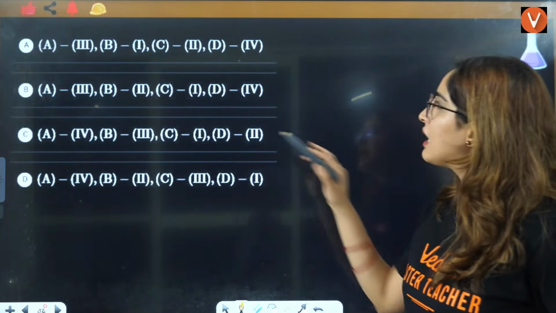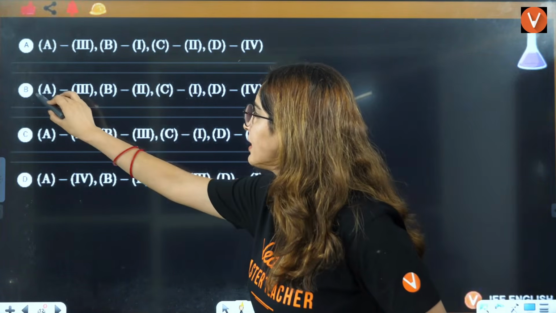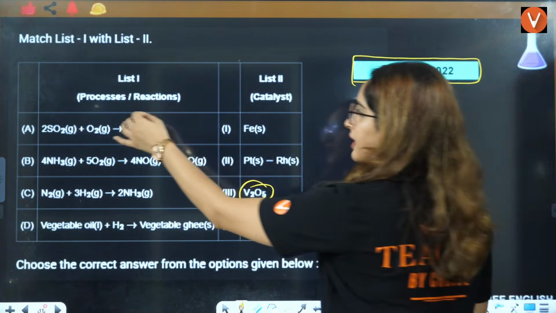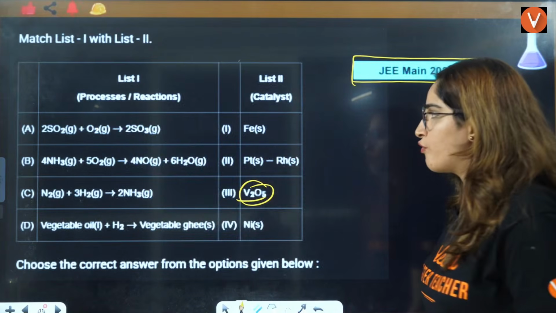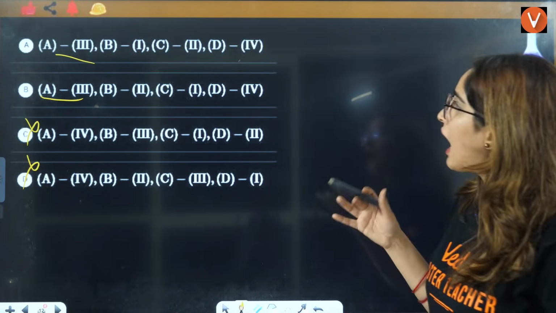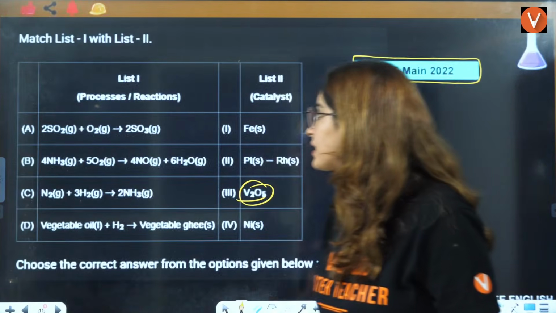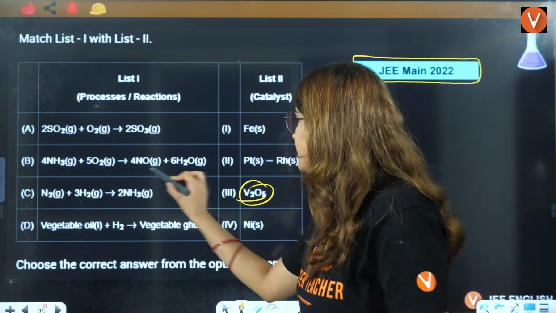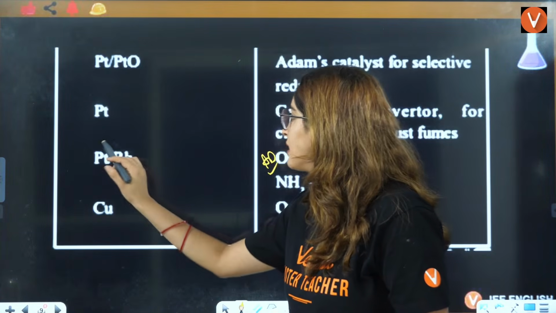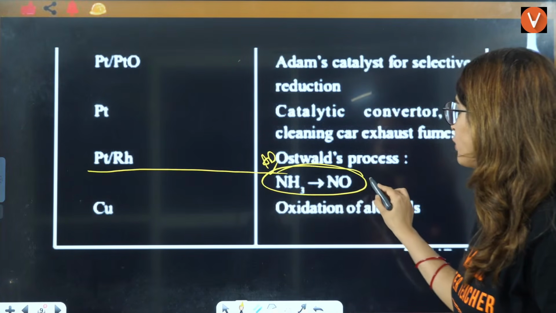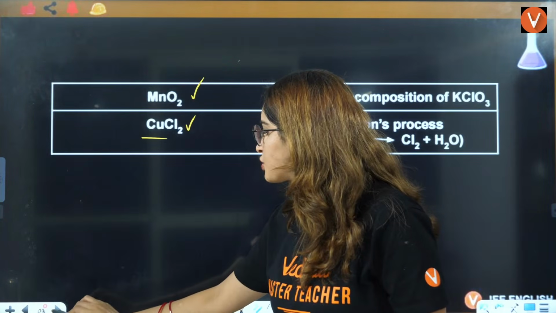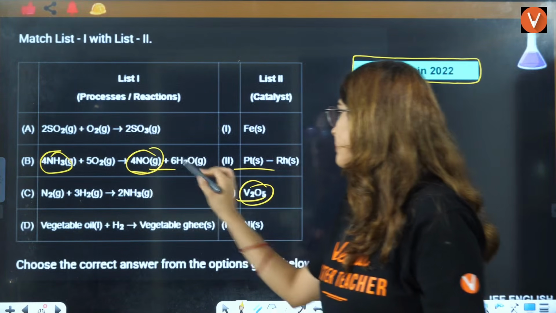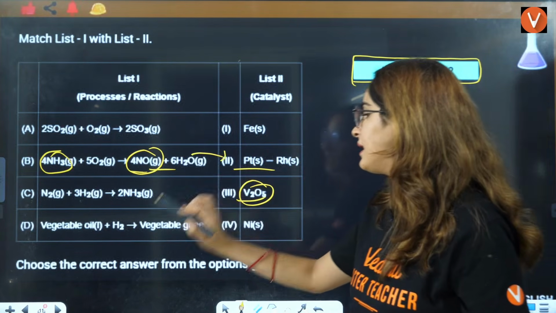You will see the answers here, like A is 3, that is definitely right. C and D are not correct here. A is 3, that we can say, in the contact process you have V2O5. Then B is 1 or 2, that you have to select. B is 2, that I have just shown you here. B is 2, NH3 to NO, Pt or Rh is used here.